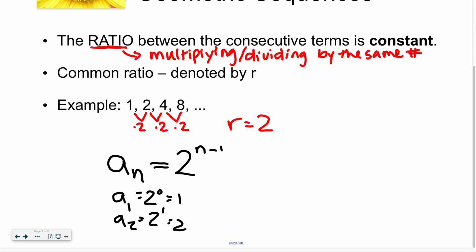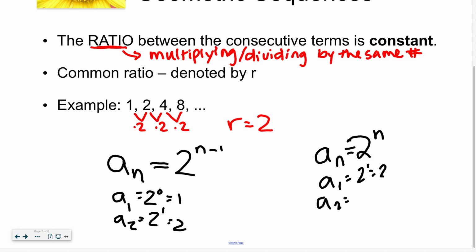Now you got to do a little bit of tweaking there, because if you left it as 2 to the n, it was too big. If you started with 2 to the n, then you would check your first term and you're at 2 to the first, or 2, and then your second term is 2 squared, which is 4, and your third term is 2 to the third, which is 8. And you might recognize you're always one term ahead. So then just subtract 1 in the exponent. You'll be one term before.